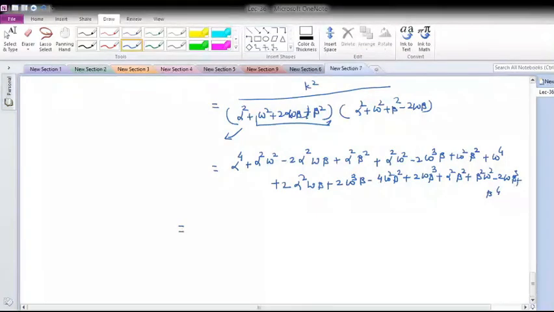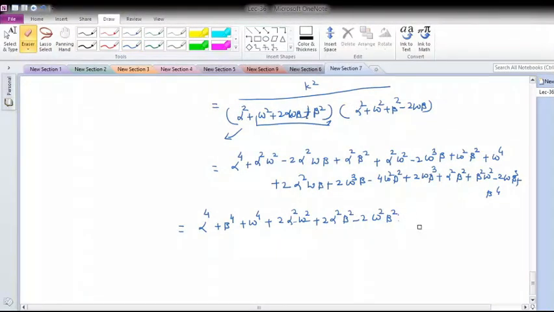So from here so many terms will cancel, and the resultant remaining terms will be alpha raised to 4 plus beta raised to 4 plus omega raised to 4 plus 2 alpha square omega square plus 2 alpha square beta square minus 2 omega square beta square. Okay, that is already done. Now this will be this much only.